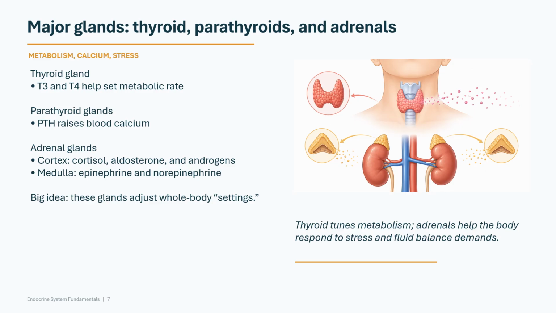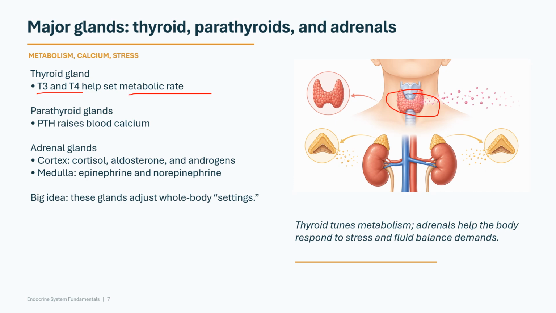Now let's take a moment to discuss some of the major glands that are part of the endocrine system. We'll begin with the thyroid gland. The thyroid gland, as you can see, is depicted right over here, and its main job is to release T3 and T4, which helps us to establish metabolic rate within the human body.